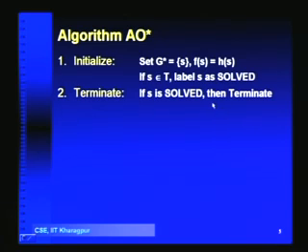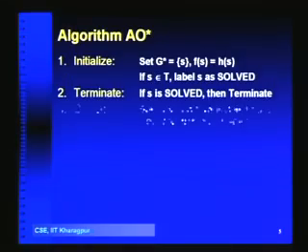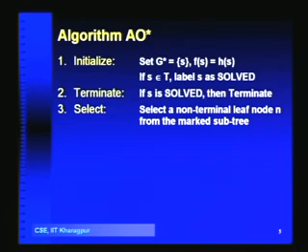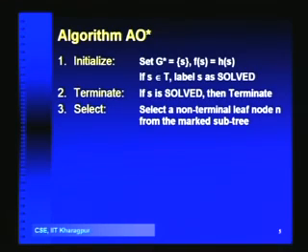Now, when we are in an OR node, and the best cost successor is marked solved, then we label the OR node as solved. In an AND node, when all its successors are labeled solved, then we label it as solved. So, we are coming to that. The third step is the select step. What we do is we select a non-terminal leaf node from the marked subtree, as we were doing previously. At every point of time we just look at the marked subtree and select the non-terminal leaf node.